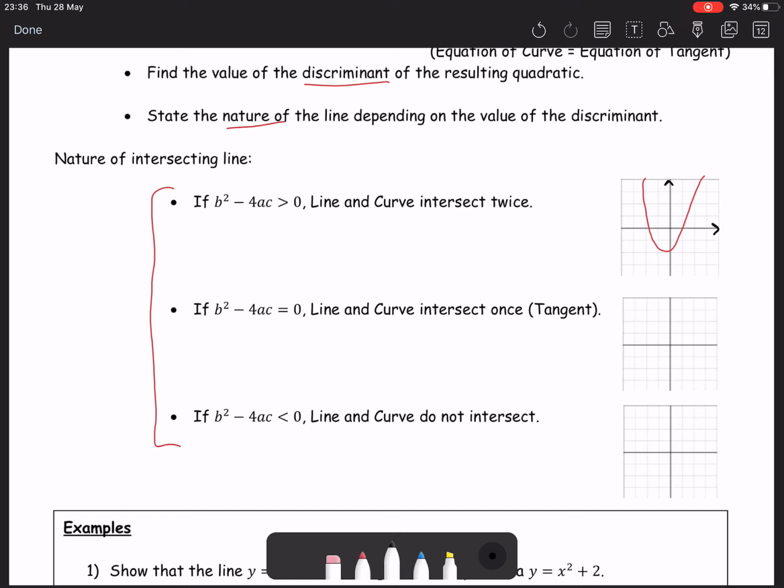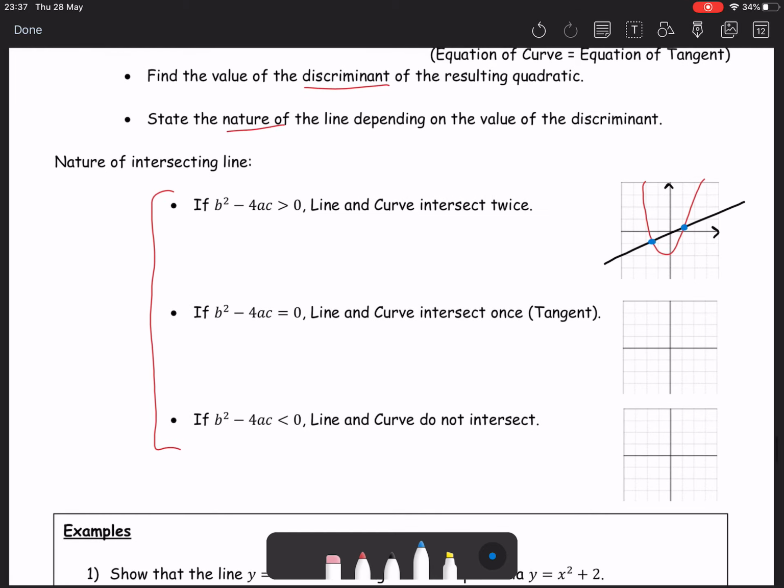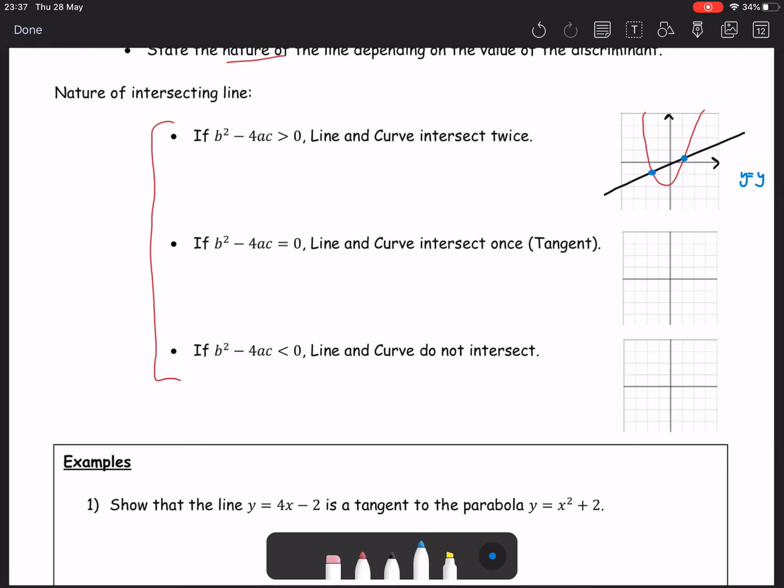I've just drawn a very basic U-shape, and if we have a value for the discriminant for this resultant quadratic to be greater than 0, then our line and our curve meet twice. So it would be something similar to that. So at these points here, we can say that y is equal to y, i.e. the line and the curve are equal to each other at those particular points. Okay, so if it's greater than 0, it will meet twice.